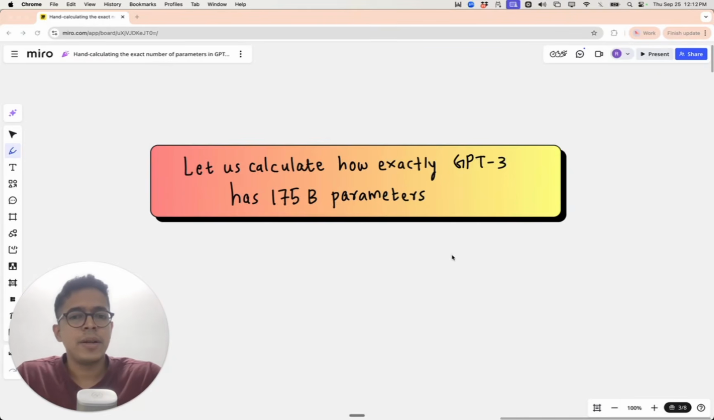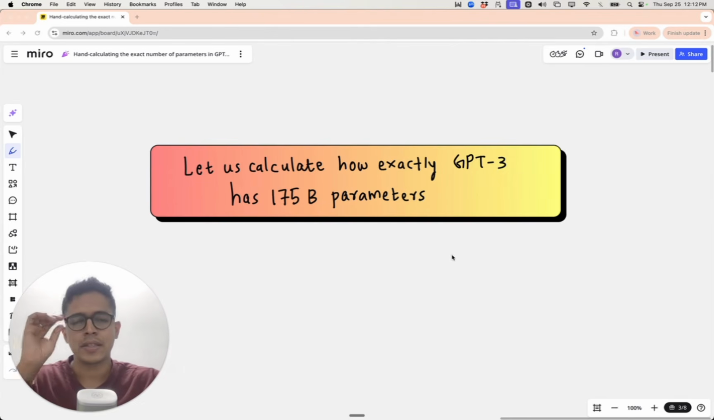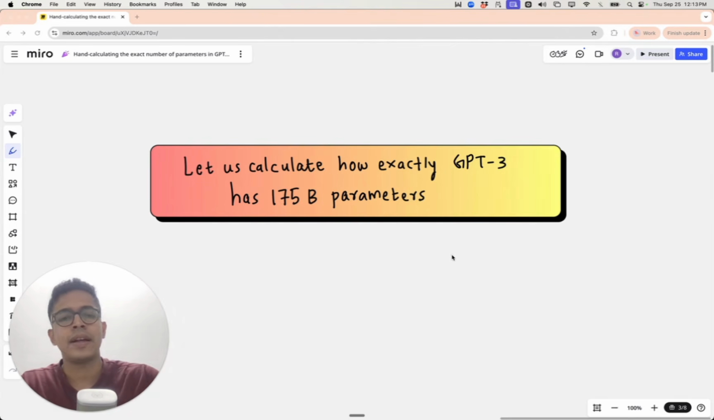In this lecture, we'll be doing a very specific thing, which is hand calculating how exactly GPT-3 got 175 billion parameters. This exercise will give us a fairly good intuition about the architecture of the LLM itself. And we will also have a fairly good idea how these parameters are distributed inside that architecture. How many are there in the input part of the neural network, how many are there in the transformer layer, and how many are there in the output part.